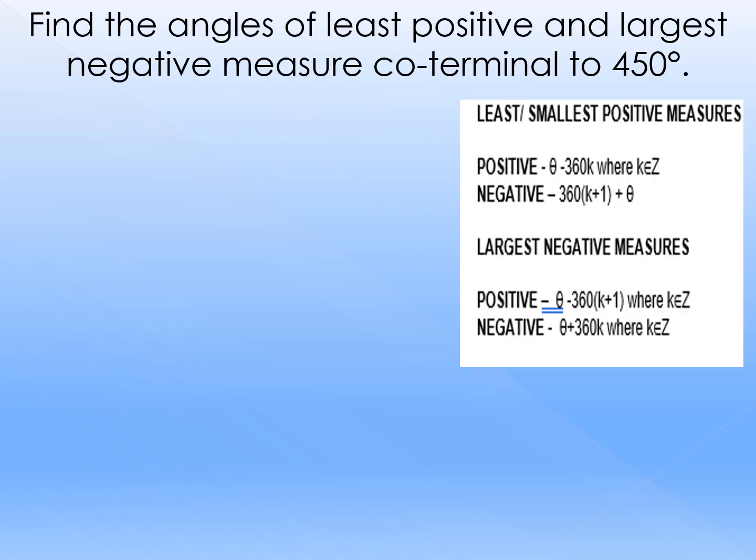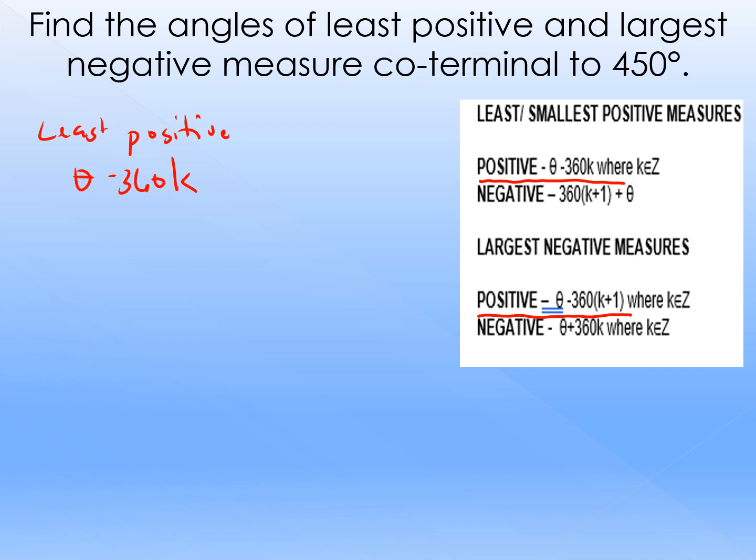Okay. Now, how about if this is the given problem? Find the angles of least positive and largest negative measure coterminal to 450 degrees. First thing that we're going to do, we're going to check the sign of the given angle measure. The sign of the given angle measure is positive. Therefore, we're going to use the formula for positive in finding the least positive measure and the formula for positive in finding the largest negative measure. So, let's write first the least positive measure. And then let's write the formula theta minus 360k.